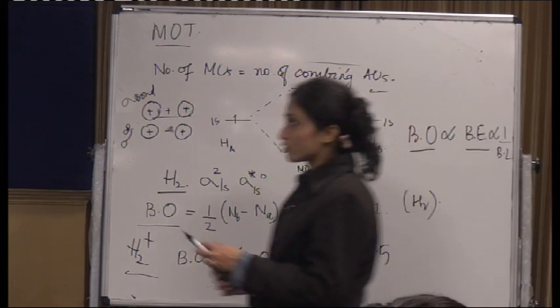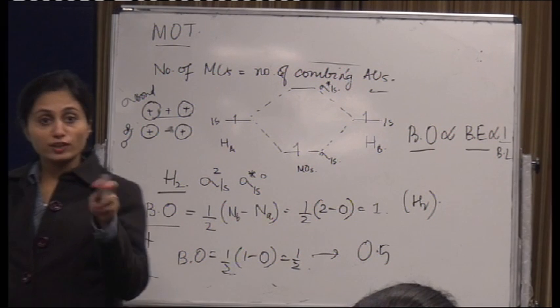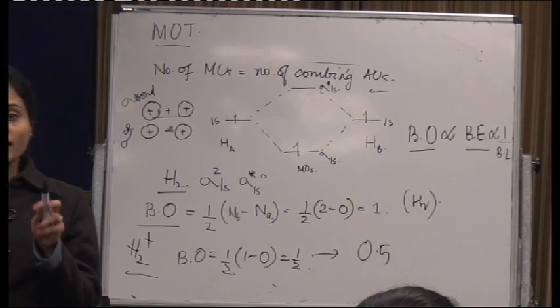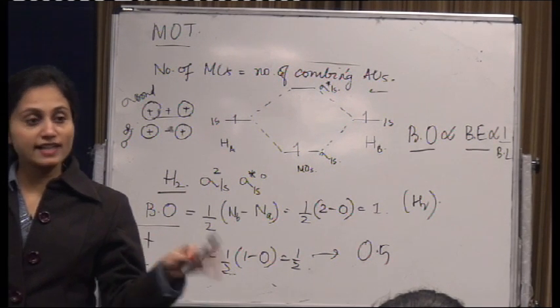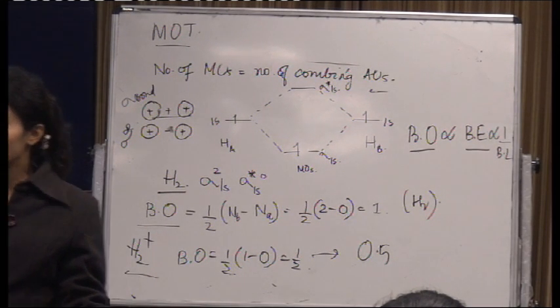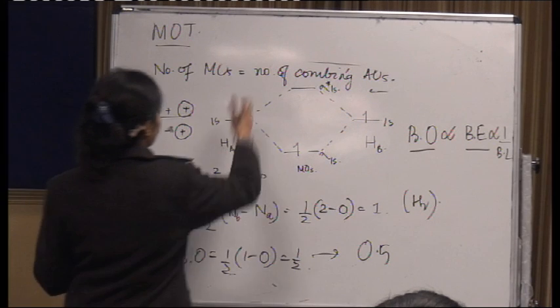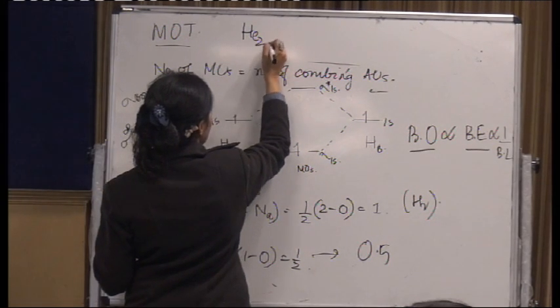Then there is a question. Now I am giving a question to all of you and you tell me the reason. Why is He2 not possible? H and H form H2. Why are He and He not forming He2? Why is the helium 2 molecule not possible?